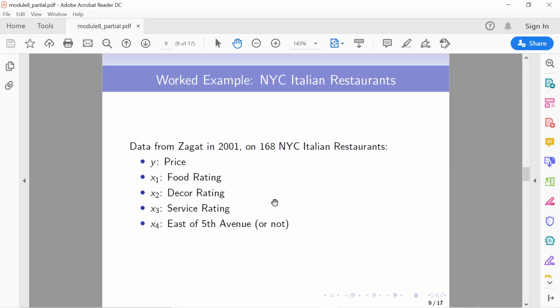So this is data from Zagat from a number of years ago on a number of Italian restaurants in New York. Some information that was collected: price, food rating, decor rating, service rating, and there was this interesting variable, whether the restaurant's east of Fifth Avenue or not. So this one is categorical.